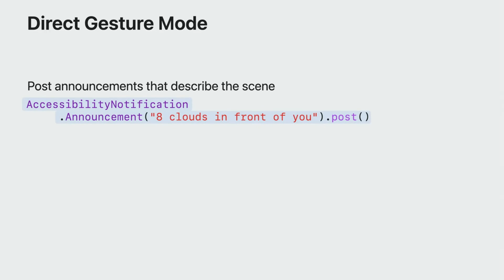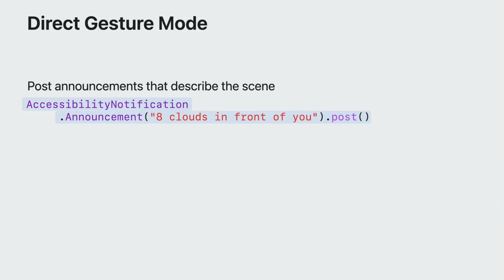Next, let's talk about direct gesture mode. This is a new way to interact with apps while using VoiceOver on this platform. VoiceOver's activate action isn't available in direct gesture mode, so we'll need to provide feedback to the hand input interactions that we'll be using instead. Let's start by posting an announcement when the clouds appear, describing them and their placement in the world. To do this, we'll create a new accessibility notification with an announcement type. Pass in the string we'd like to have spoken, and then call the post function on the announcement.